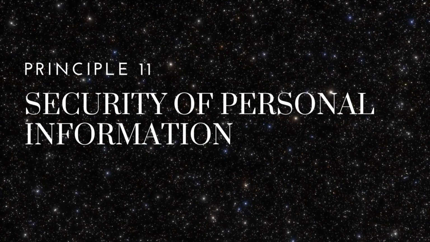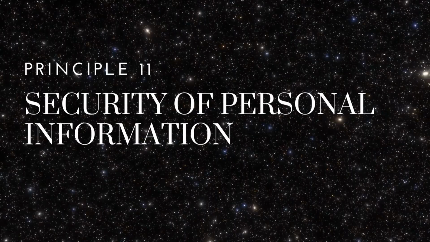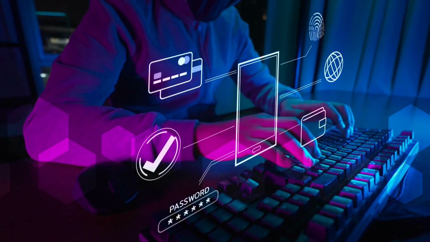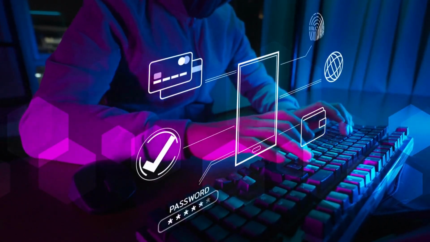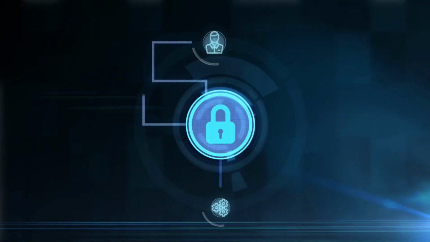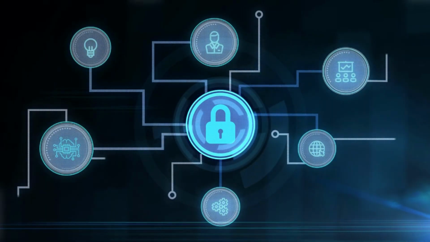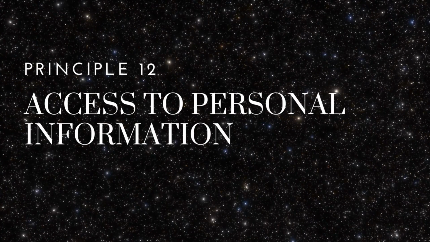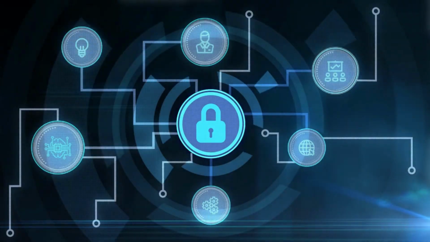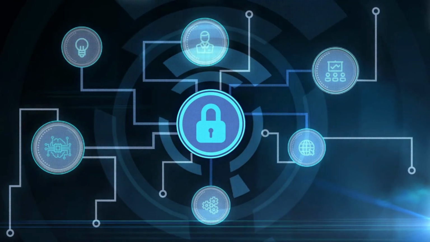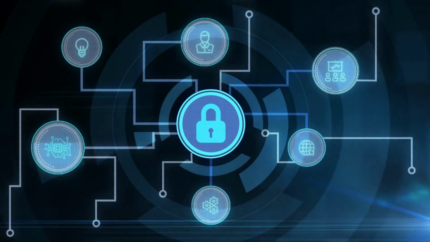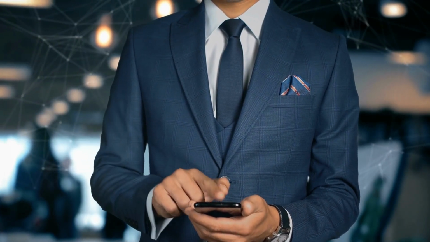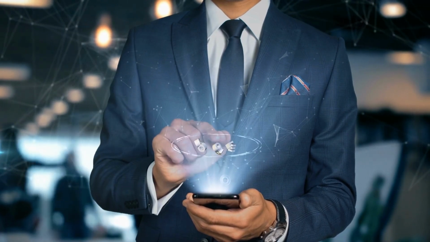Principle 11, security of personal information. Principle 11 sets out the rules for the security of personal information. Organisations must take reasonable steps to protect personal information from misuse, interference and loss, as well as unauthorised access, modification or disclosure. Principle 12 is access to personal information. This principle gives individuals the right to access their personal information that's held by an organisation at any point in time, and they can also request corrections if any information they hold is inaccurate or incomplete.